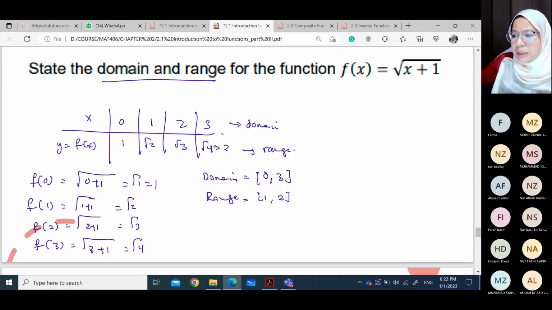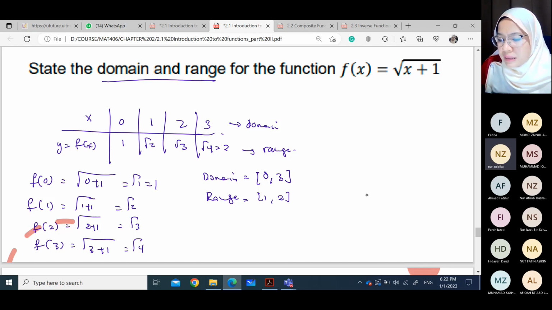1 to 2. Okay? Okay, nak tanya. Yes. Ya. F2 tu kan? Ya. Kan kita dah letak square root of 2 plus 1 kan? Tapi kalau tekan calculator dia keluar 2.4. So kita nak jawapan desimal ke ataupun buat kat sini tulis 2.4. Tu saya salah. Tu saya yang tak faham.